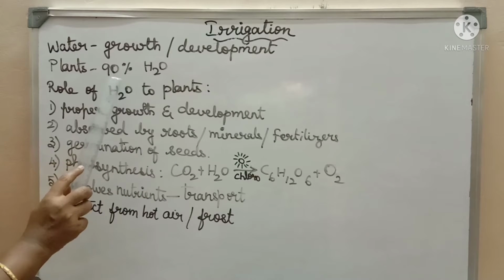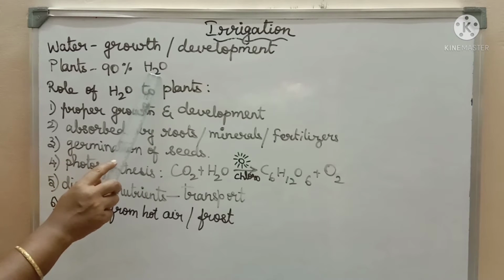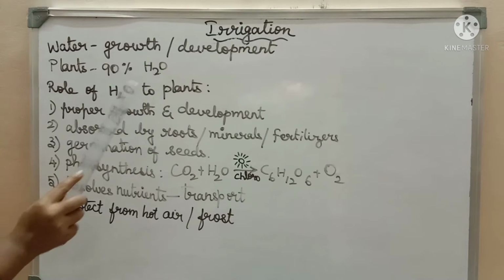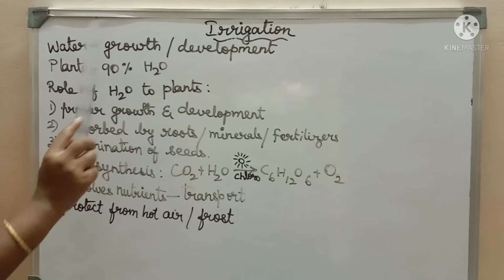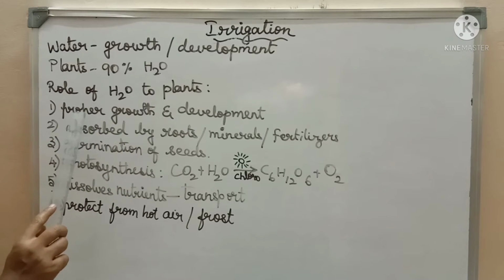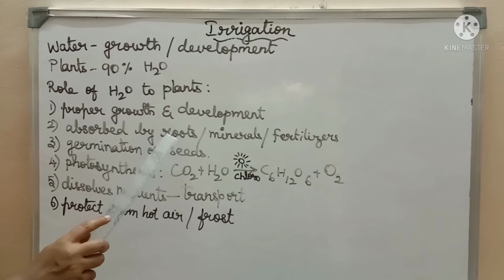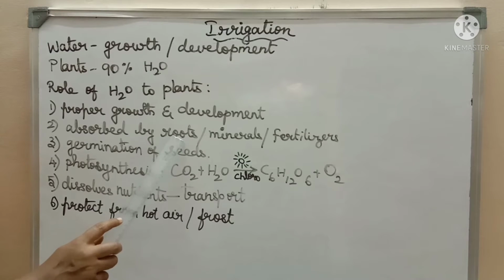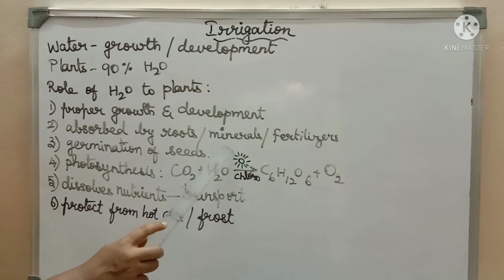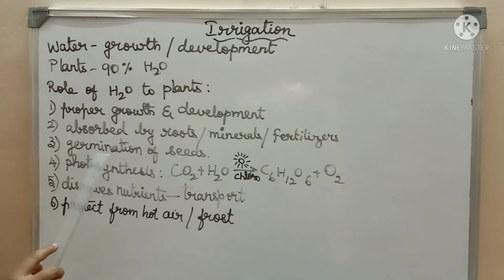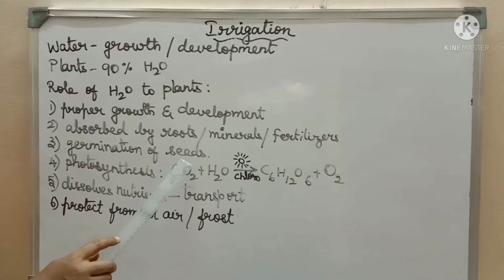Basically, the plant consists of 90% water in its body. Before we enter into the topic, we will just discuss the role of water to plants. Water helps the plant for its proper growth and development. Water gets readily absorbed by the roots. Along with water, the dissolved minerals and fertilizers are also taken in. It helps in the germination of seeds. It helps in the preparation of food by the process of photosynthesis.